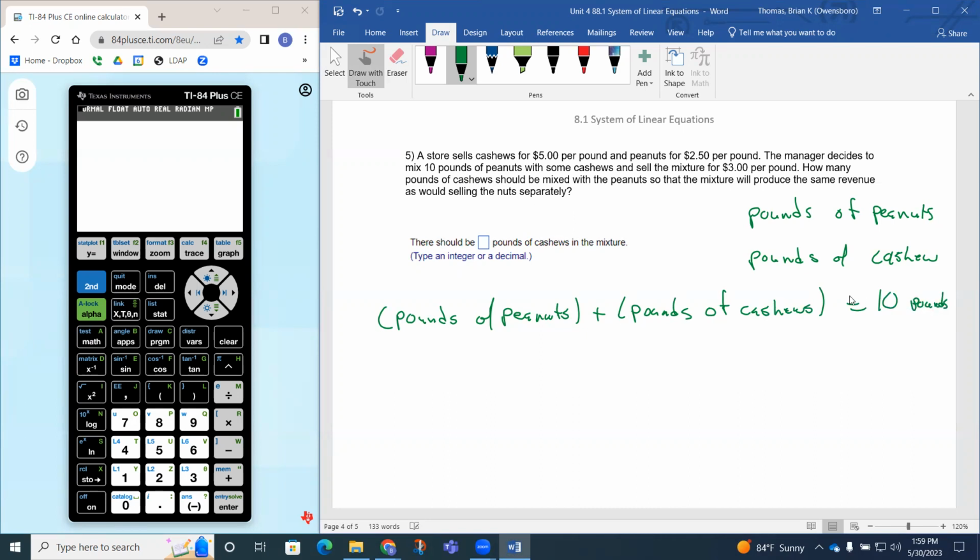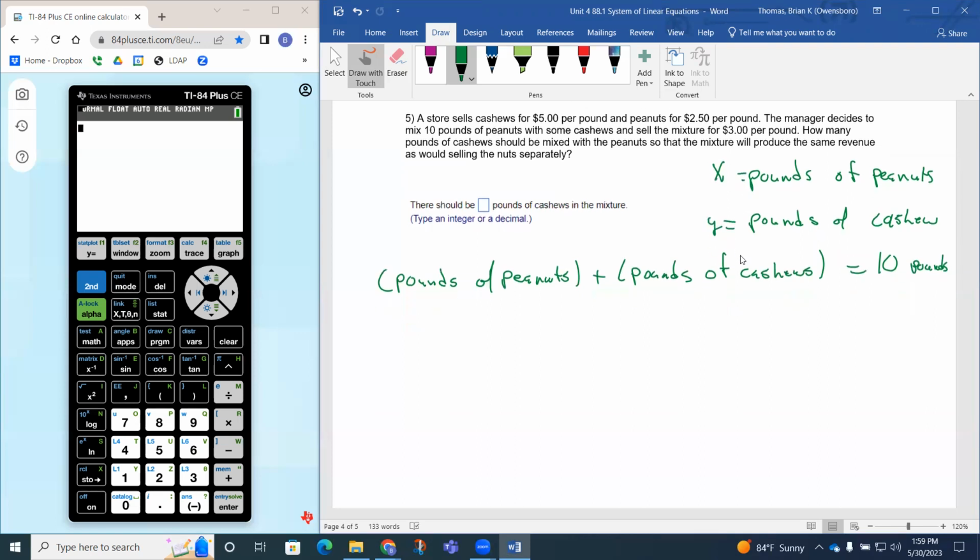Now, instead of writing pounds of peanuts and pounds of cashews, what I can do is say let X represent the pounds of peanuts, and I can let Y equal the pounds of cashews. So I could rewrite this as X plus Y is equal to 10 if I wanted to.